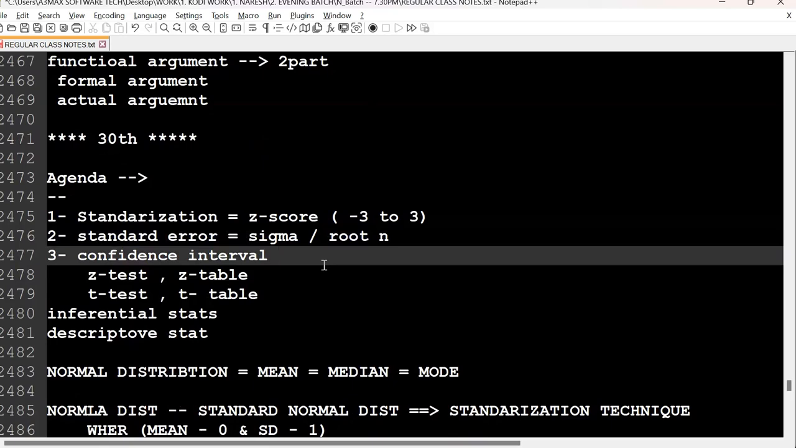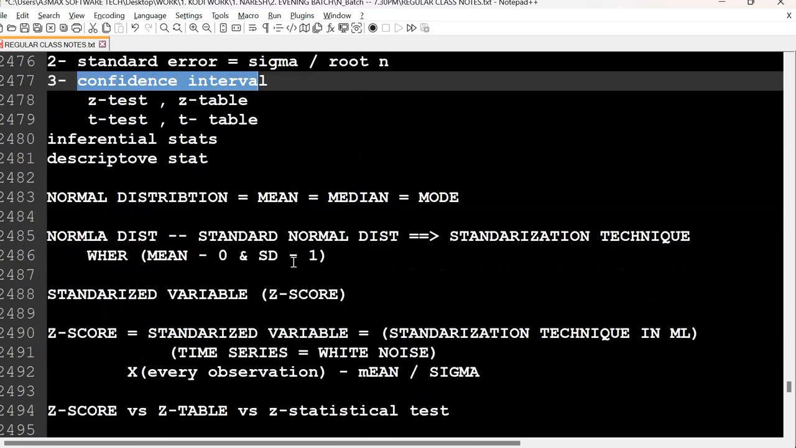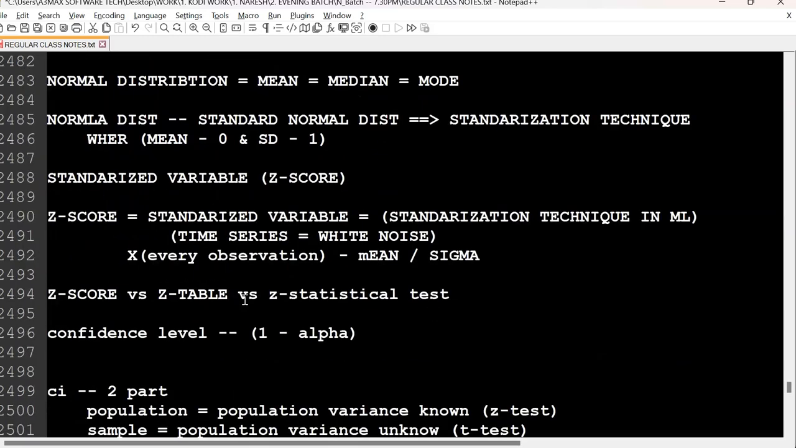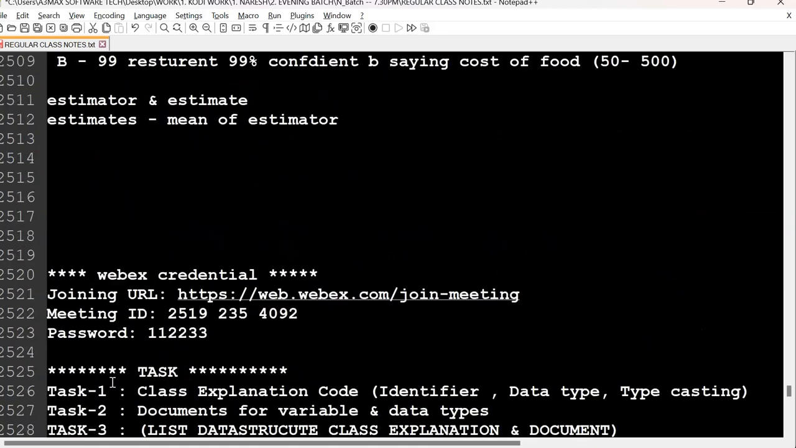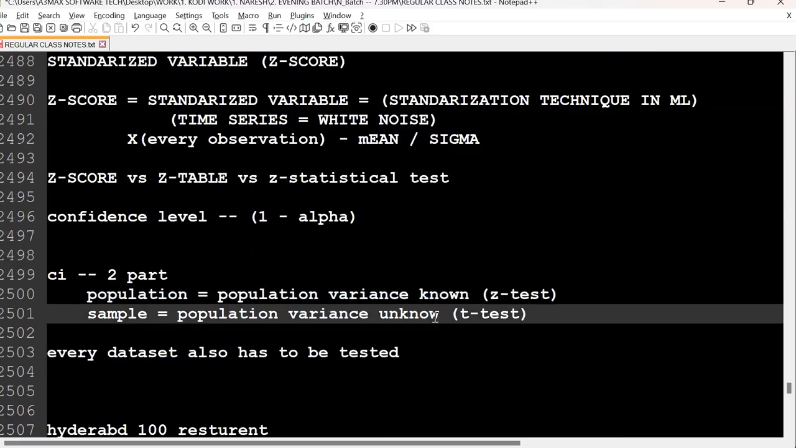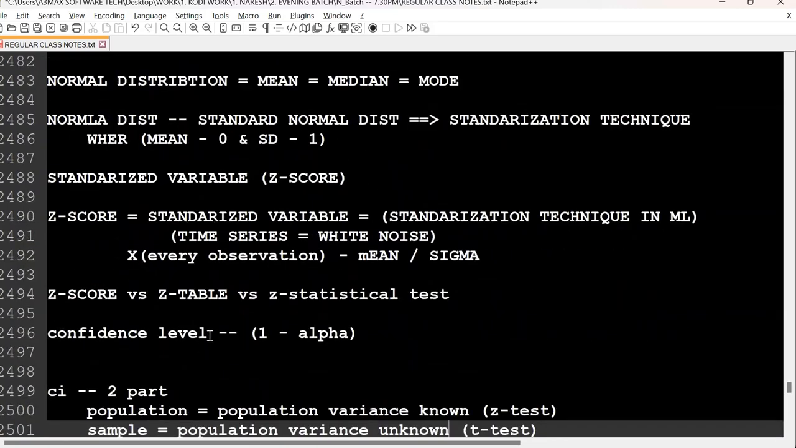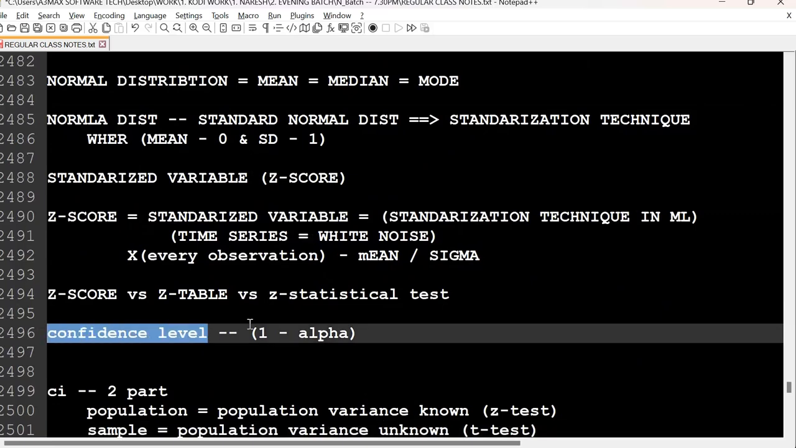Clear? Third introduction is confidence interval. Confidence interval means what? Normally we talk about it, right, guys? Confidence interval is divided into two parts. First one is population variance known, which is Z-test. Population variance unknown, which is T-test. Third part. Are we clear? Now the next step is confidence level. What is the formula? 1 minus alpha. What is alpha? If you are 95% confident, alpha is 5%. Clear? Online team, are you clear?